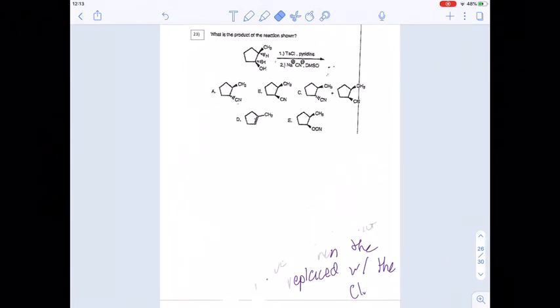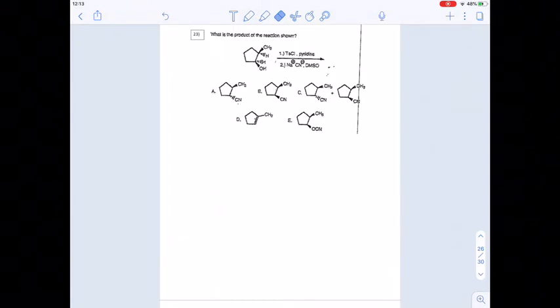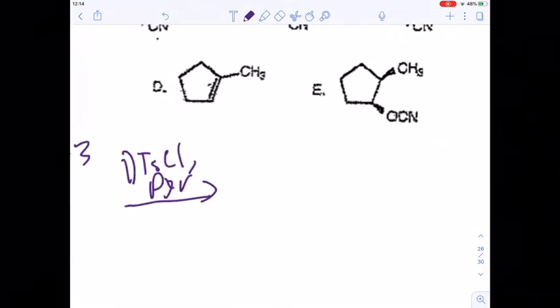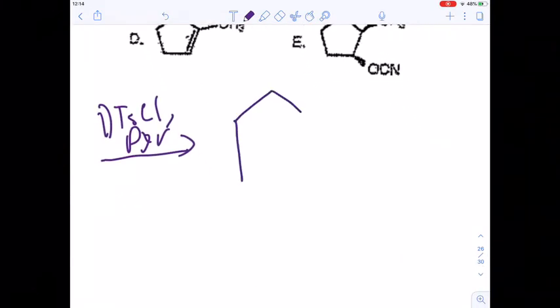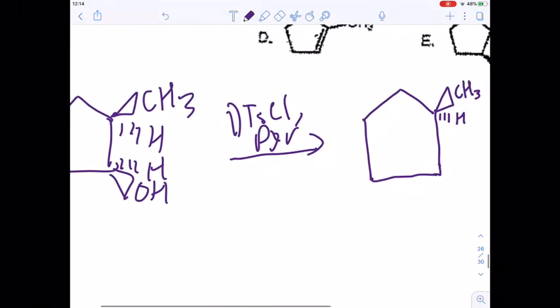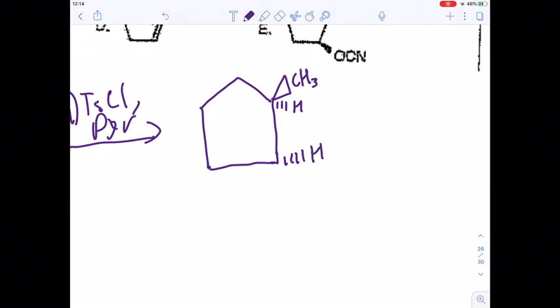Let me rewrite that. Okay, so now we can go ahead and draw in our first product. I'm going to erase. Okay, so product number 1 is going to be, so you start with this, then you treat it with tosyl chloride and pyr, and this is going to give you this product. I'm going to zoom in so I could actually draw it neatly.